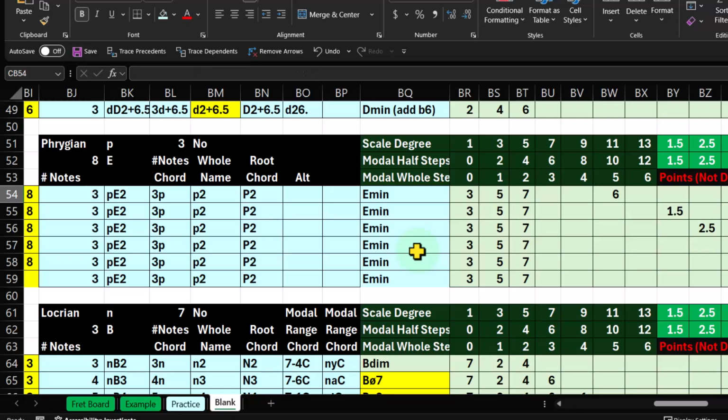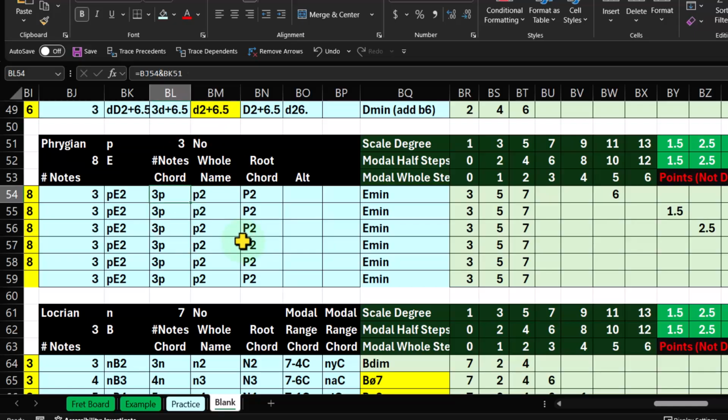All right, so that means my naming convention would just be a Phrygian 2, which would be, we're going to be on the Phrygian node, go 2 modal whole steps up. 2 times 2 would be 4 modal half steps, which would be the 5th scale degree. So instead of calling it an E minor, I can call it a Phrygian 2 or a P2.